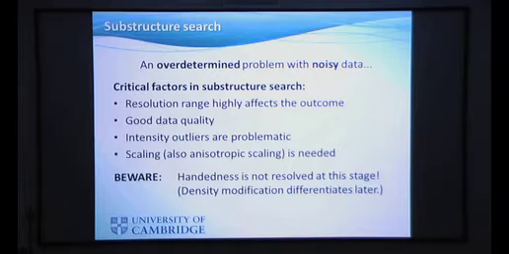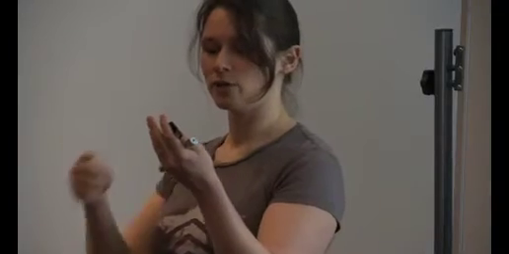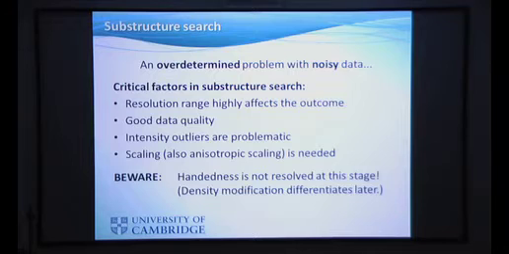Intensity outliers are hugely problematic because if you're calculating a difference between two data sets, say, and one of the reflections is covered by the beam stop, but you anyway integrate it, and in the other one it's fully there, the difference you will get between those intensities will be huge and will dominate the whole calculation. So it's absolutely crucial to look out for the intensity outliers when doing experimental phasing. And scaling, and anisotropic scaling, is also needed.